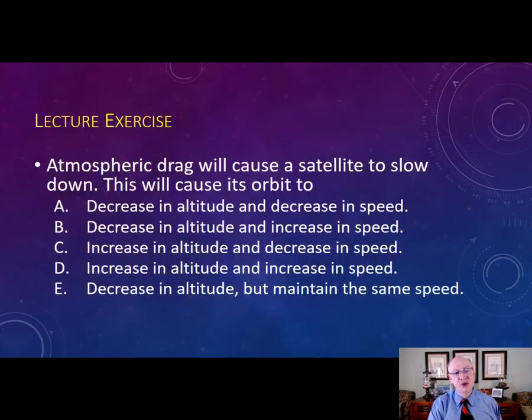So the question I have for you is this. Atmospheric drag will cause a satellite to slow down, right? As you're plowing through the atmosphere, it's slowing you down. What will this cause its orbit to do? Will it cause its orbit to decrease in altitude and decrease in speed? Decrease in altitude and increase in speed? Increase in altitude and decrease in speed? Or increase in altitude and increase in speed? Or decrease in altitude but maintain the same speed? So what does atmospheric drag do to a satellite? Go out to the lecture exercise and answer this.